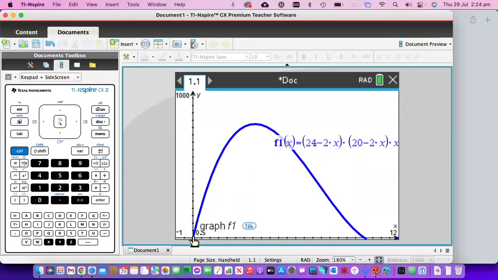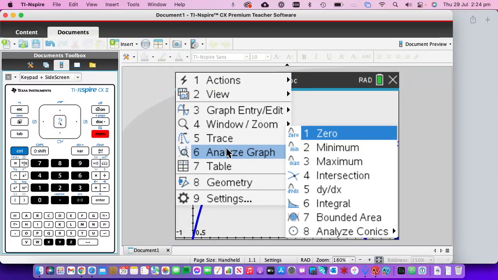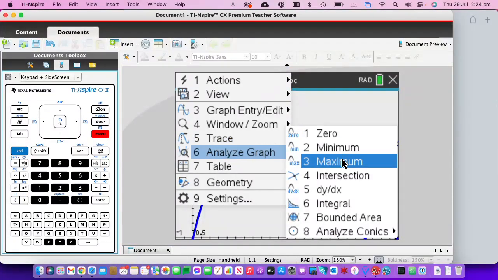So you can see that I've got it going from 0 down to 10, I'm guessing. And I can see very clearly that there's a local maximum here and a global maximum because it's gone down again. Yay. And after that point, I know it doesn't matter. Even if the graph does go up again, it doesn't matter because this is my constraint. So then I can use menu, analyze graph, and there's a maximum button there.